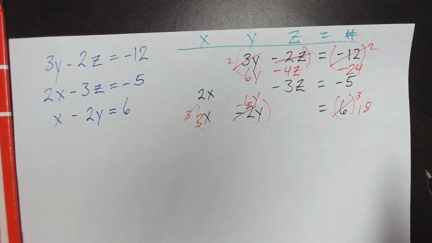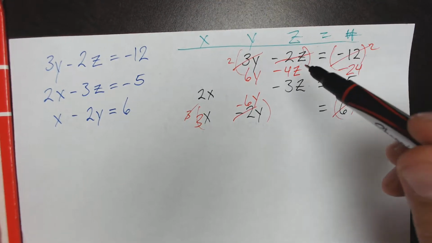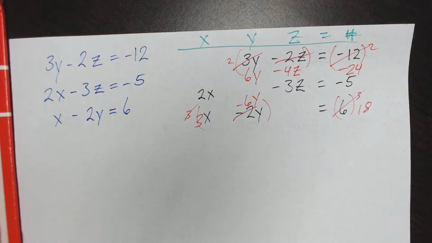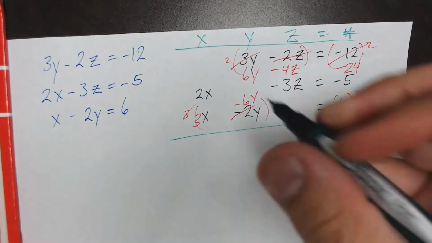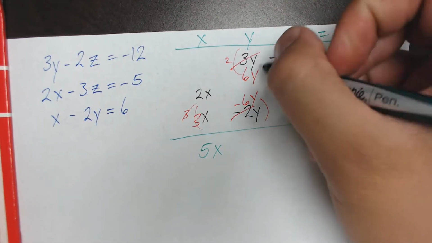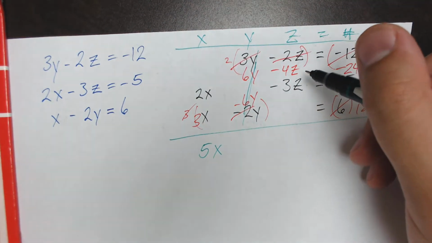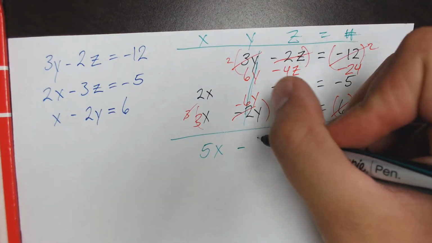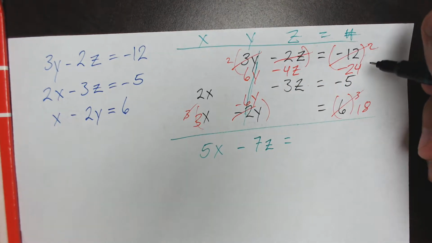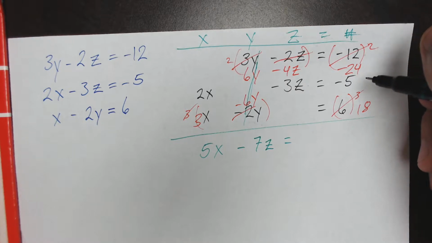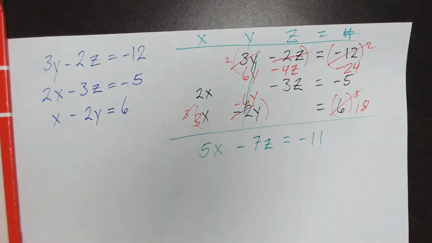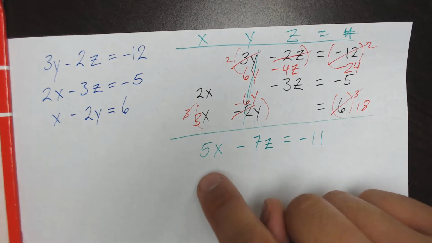So now when I use the elimination, I'm going to add all three equations together, not just the two that I changed. You'll see why. So when I'm adding, I'm going to take 2x plus 3x, that gives me 5x. The 6y minus 6y cancels, so that is gone. Negative 4z and minus 3z gives me negative 7z. And then negative 24 plus negative 5 is negative 29. Negative 29 plus 18 is negative 11. All right, so once I've done that, I now have one equation with x and z.